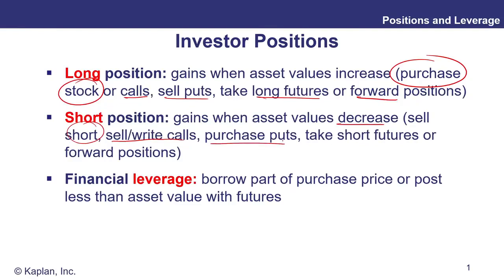Purchase, take a long position in a put option. This gives you the right to sell the asset at a nice high fixed price when the asset value has fallen, and your gain is the difference between the two. And unlike the long position, where we took a long future or forward position, a short future or forward position, which requires you to sell the asset at a fixed price, will clearly gain when the underlying asset value falls.